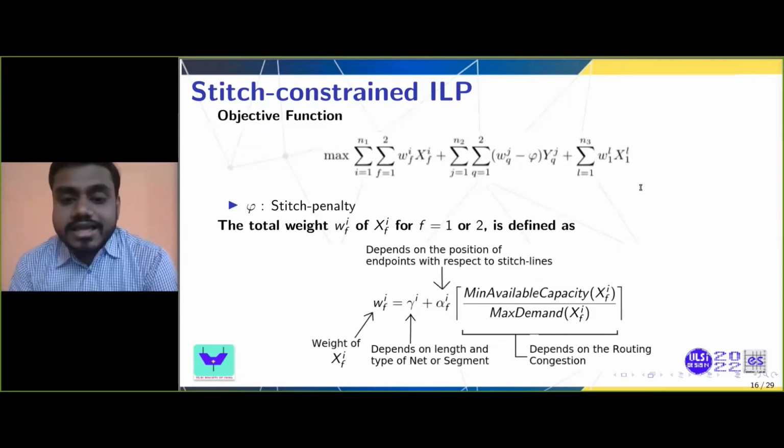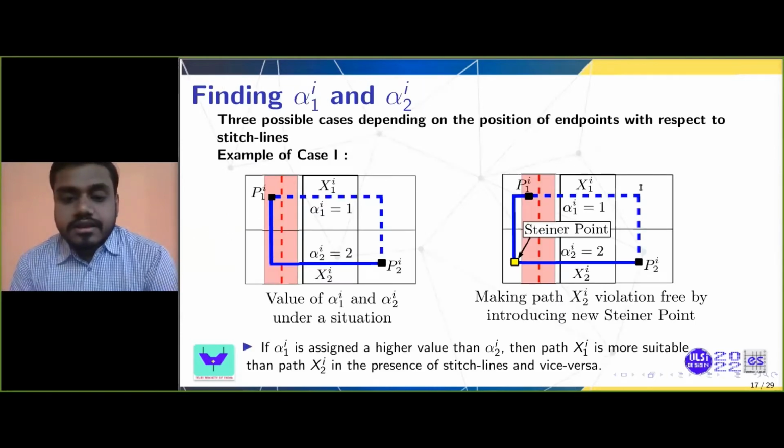In our stitch constraint ILP, as we can see, different weights are assigned to different candidate paths. The weight function shows that the gamma factor depends on the length and type of net or segment, and the alpha factor depends on the position of endpoints of segments or nets with respect to the stitch line, and the last factor depends on the routing congestion. The value of alpha depends on the position of endpoints of segments and nets with respect to stitch lines. We have identified three cases.